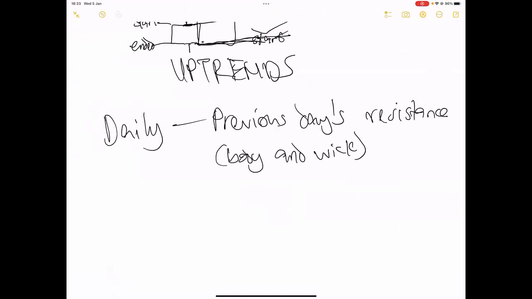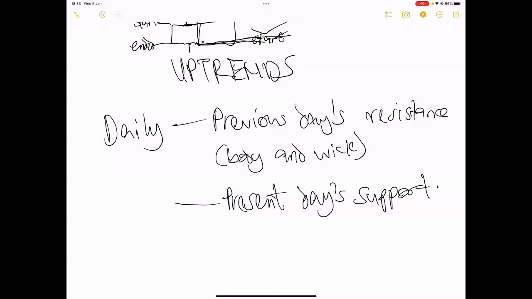Daily. Then you're also in an uptrend, you're also marking present day's support. Support means where the market started from that day, or the lowest point it got to before it reversed. So that is both body and wick. This is charting. Please follow me carefully.